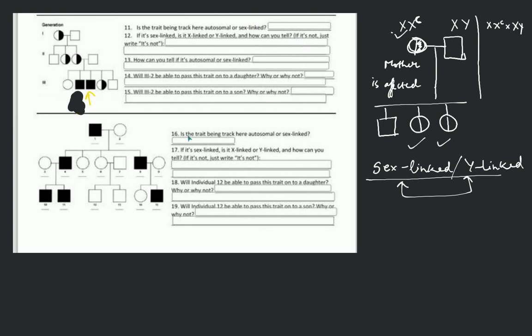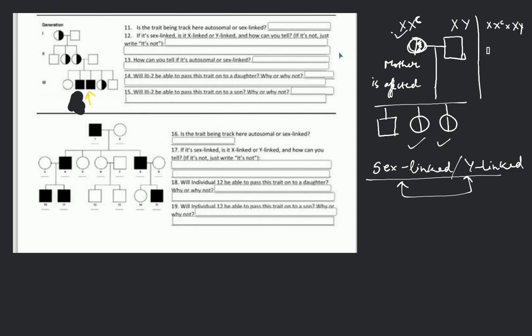Yeah, they carry it. Okay, so will 32 be able to pass this trait on to a daughter? Of course, because a father has two chromosomes, X and Y. So yes, because the father has two chromosomes.